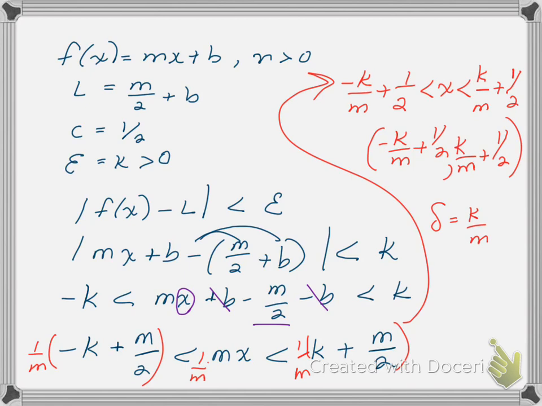And the reason for that is looking at the number line. We have 1/2 is our value for c, and then if we are negative k all over m minus over here, and then over here positive, then it follows that each of these endpoints are k all over m units away, and so that's where our delta comes from.